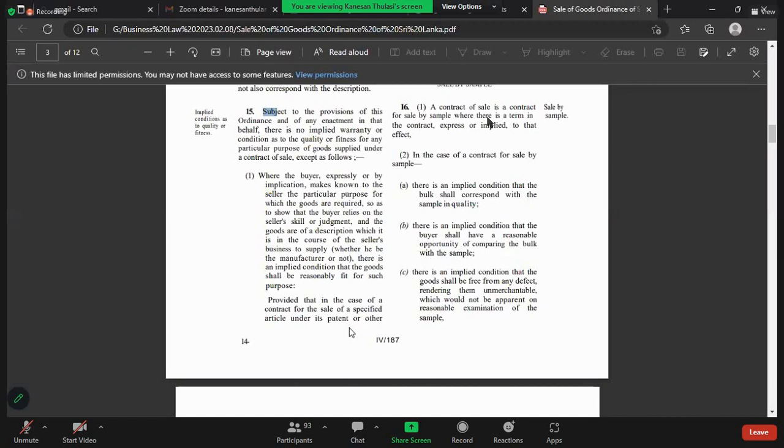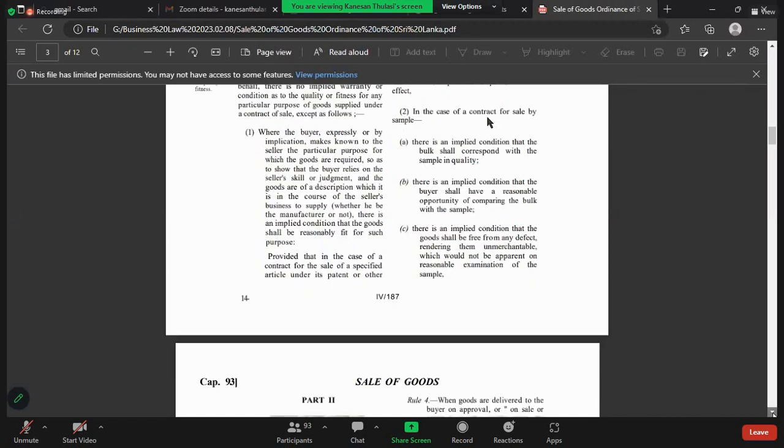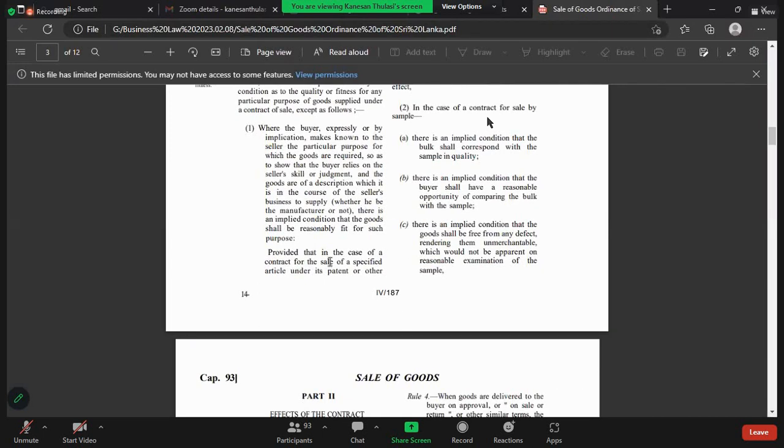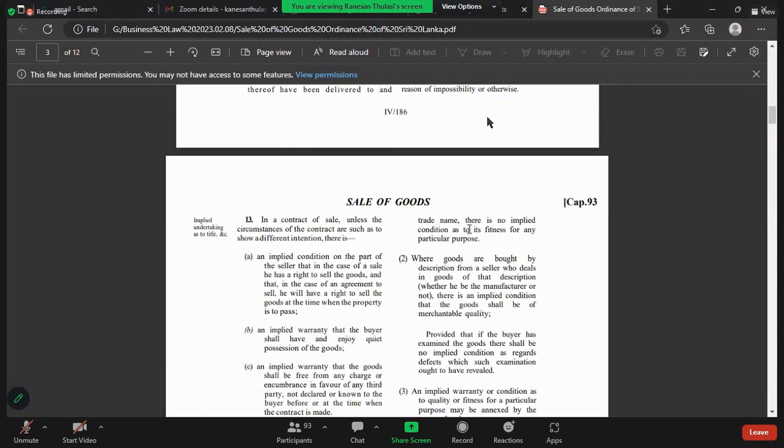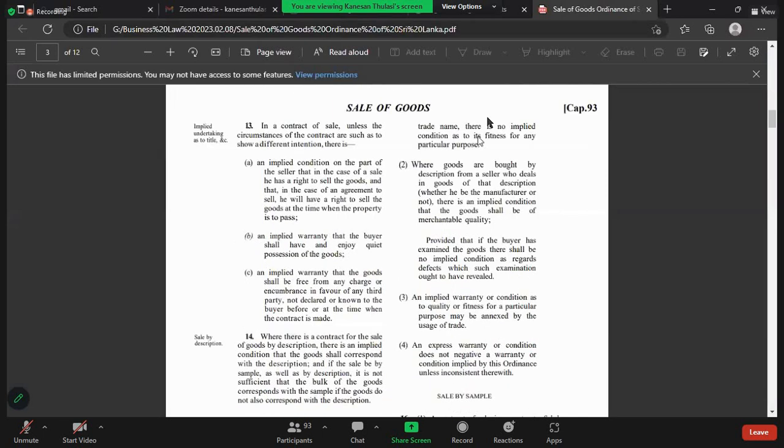Provided that in the case of a contract for the sale of a specified article under its patent or other trade name, there is no implied condition as to its fitness for any particular purpose.